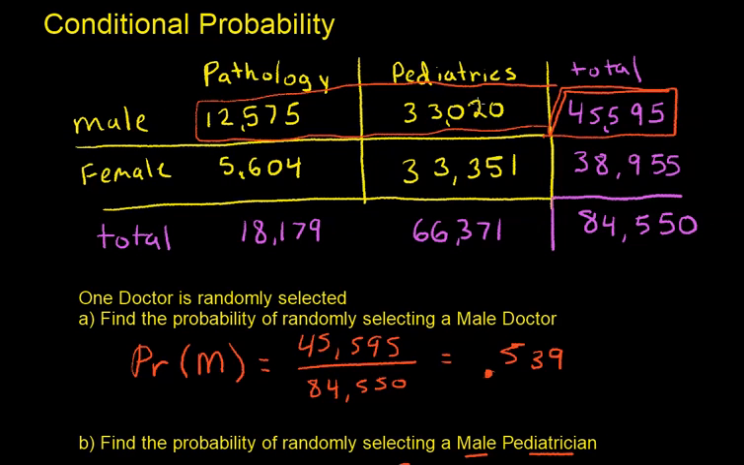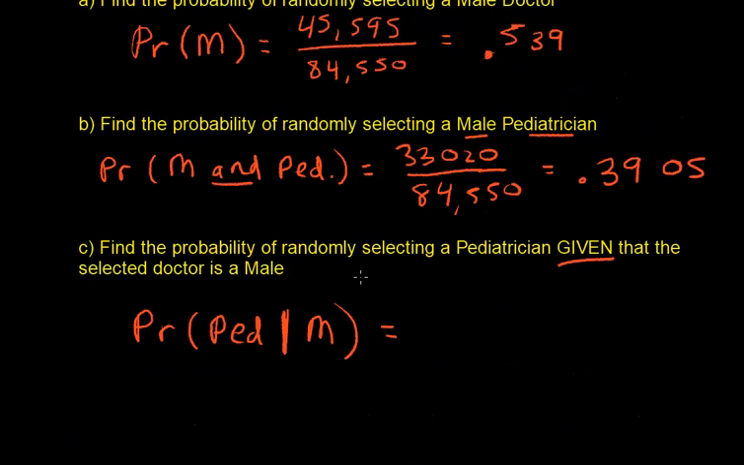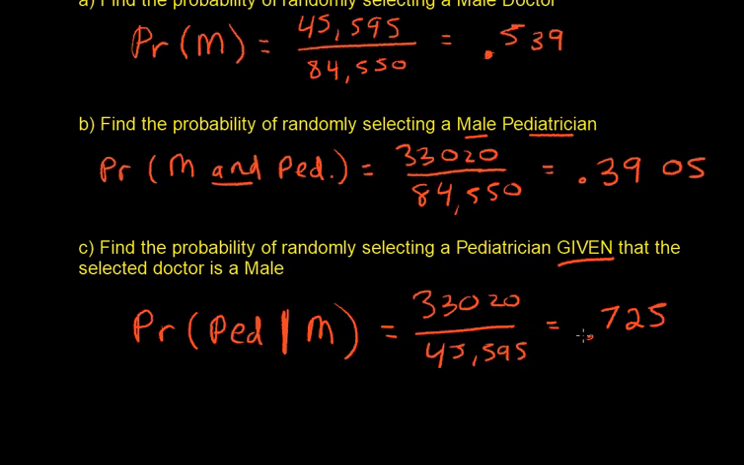So that would be 33,020 divided by the 45,595. So let me go ahead and write that down. Divided by 45,595. Okay, so that equals 0.725. Well, there you go. This is a conditional probability because it is conditional on the doctor having been selected a male. Okay, so this is a conditional probability.